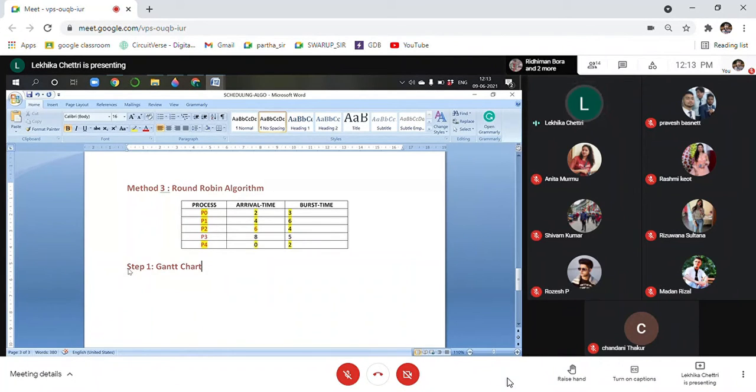I will show you 3 or 4 values for your Gantt chart, or how to calculate the Gantt chart for round robin for 4 to 5 values. The rest you will do on your own and give me the answer. Okay, so let's start.